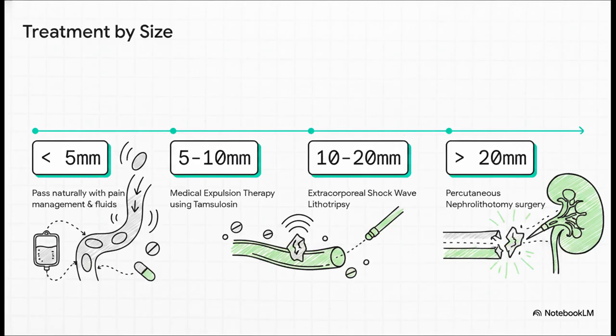We prescribe alpha blockers like tamsulosin to relax and dilate the smooth muscle of the ureter, but between 10 and 20 millimeters, we have to go in. We use extracorporeal shockwave lithotripsy, firing shockwaves from outside the body to basically shatter the stone, or we use a ureteroscopy, going up the urinary tract with a laser to blast it. And for massive stones greater than 20 millimeters, or those giant staghorn calculi, we use percutaneous nephrolithotomy, meaning the surgeon creates a direct track through the patient's back, straight into the kidney to extract the whole thing.